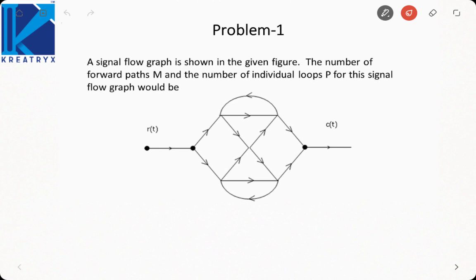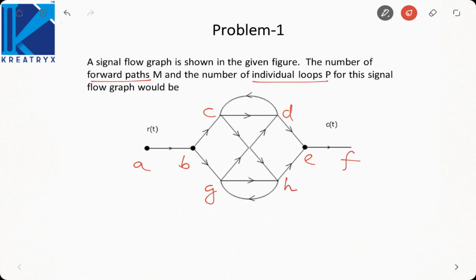So in this lecture we will see some problems based on signal flow graph that have appeared in GATE examination, so that you know how to apply Mason's gain formula when it comes to finding the transfer function. Okay, so let us see our first problem. Here we have been given a signal flow graph and we need to find forward paths and individual loops. So let us first mark the points A, B, C, D, E, F, G and H.